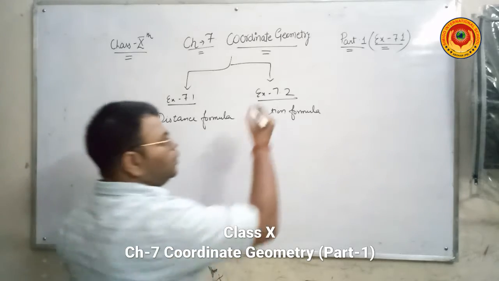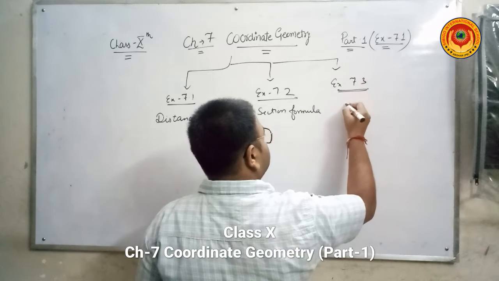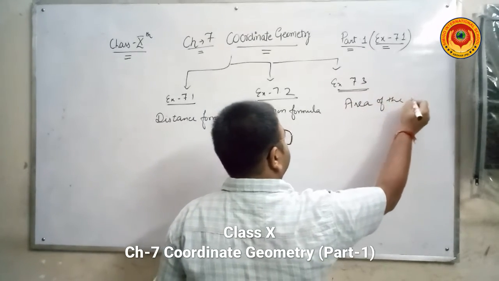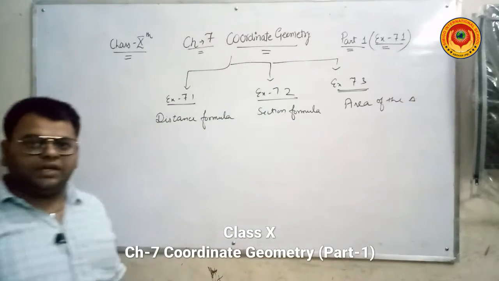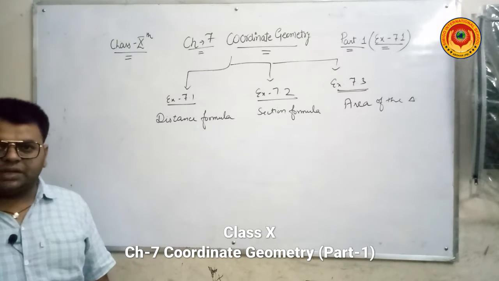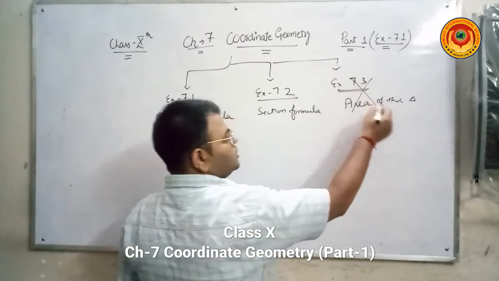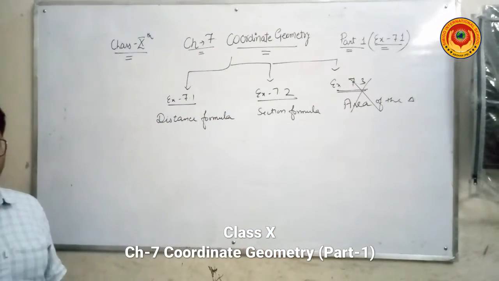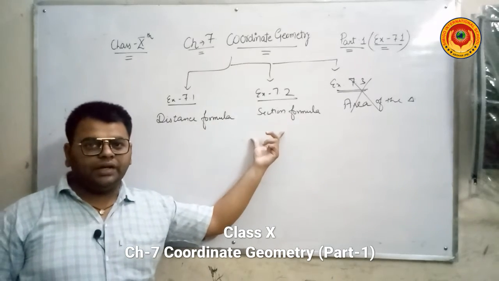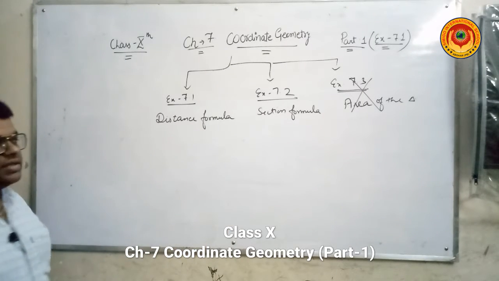Okay, and the third one is exercise 7.3. In this exercise we will study the area of the triangle. But due to COVID-19, CBSE has deducted 30% of the syllabus, as you all know very well. So this exercise they have deducted for this year. So now we have to study only two exercises, that is 7.1 and 7.2. So first is 7.1. Now we are going to start our 7.1.